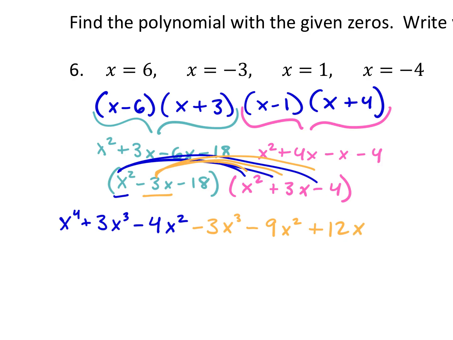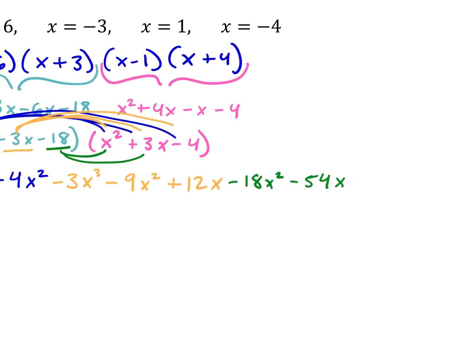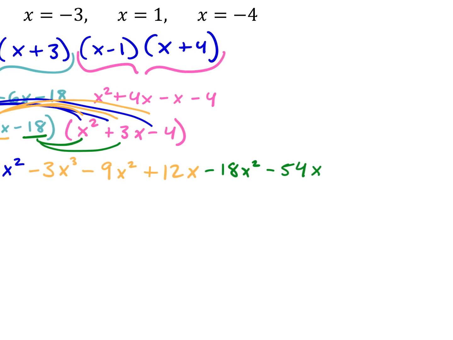And now let's do -18. So -18 times x squared would be -18x squared. -18 times 3x. Awesome, -54x. And -18 times -4. 72, perfect, positive 72. If you can't do that in your head, write it down. 18 times 4. 8 times 4 is 32. 4 times 1 is 4, plus 3 would be 7. 72.